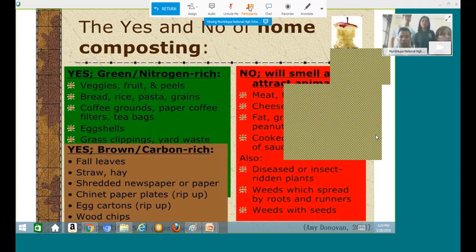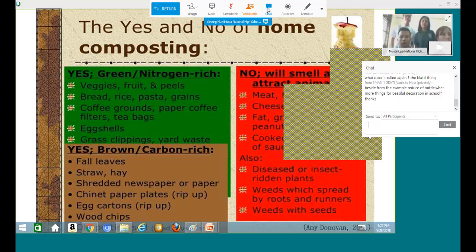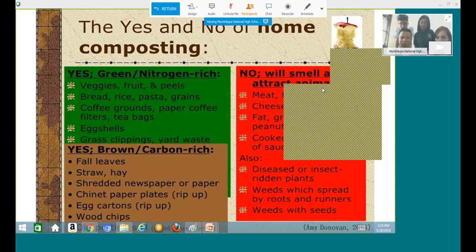There is a question here. Aside from the example of reducing pet bottles, what more things for beauty decorations do you make in your school?